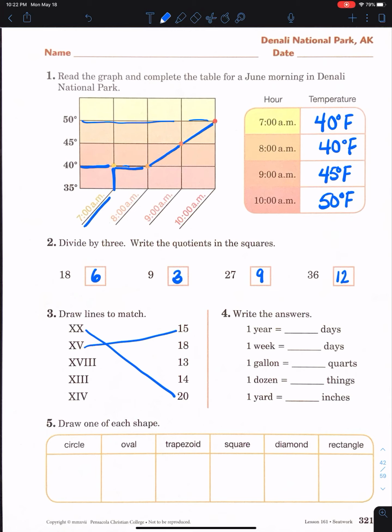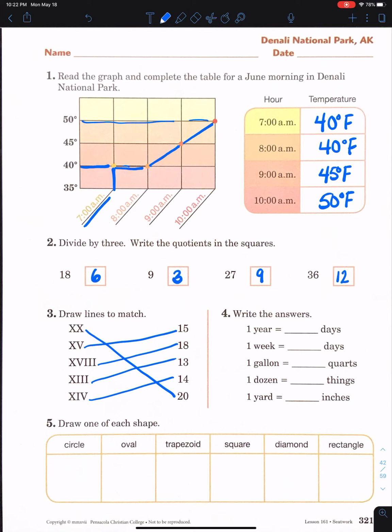XVIII is 18 because we have 10 plus 5 is 15 plus 3 more, 18. XIII is 10 plus 3 ones, 13, and XIV, that's 10 and 4, which is 14.